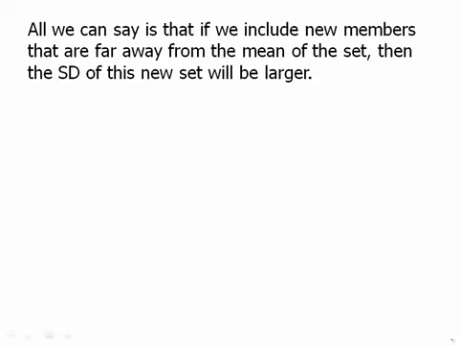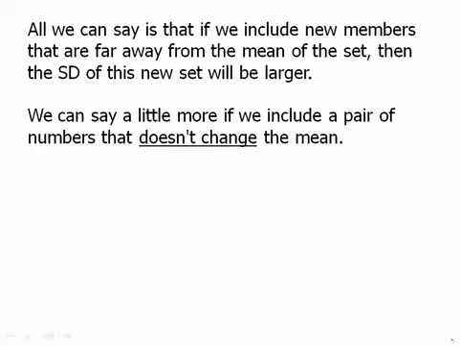All we can say is that if we include new members that are far away from the mean of the set, the standard deviation of the new set will be larger. So that's very clear. The 2 values of 80 are way far away from all the other numbers. They're really big outliers. So adding really big outliers is going to increase the standard deviation. That you'd need to know.